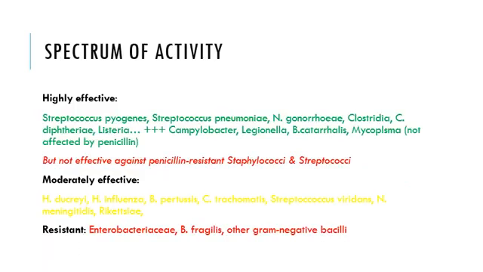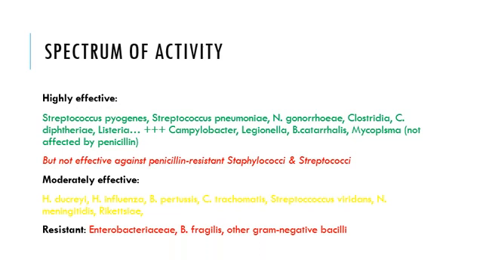Erythromycin is the prototype of this group. Let us discuss erythromycin first. Spectrum of activity of erythromycin. It is highly effective against organisms like Streptococcus pyogenes, Streptococcus pneumoniae, Neisseria gonorrhoeae, Clostridia, Corynebacterium diphtheriae, Listeria. In addition, it is also effective against Campylobacter, Legionella, Bordetella catarrhalis, Mycoplasma, which are not affected by penicillin. But erythromycin is not effective against penicillin resistant Staphylococcus and Streptococcus.